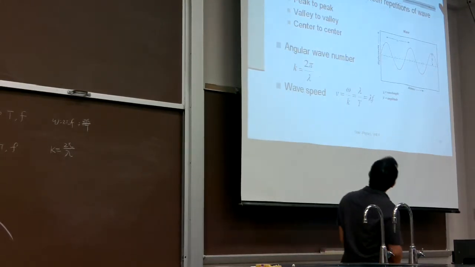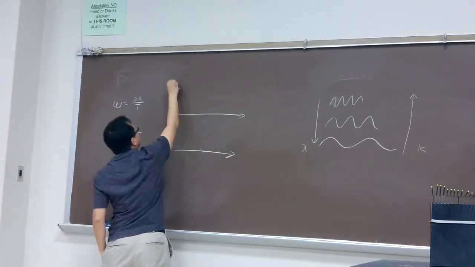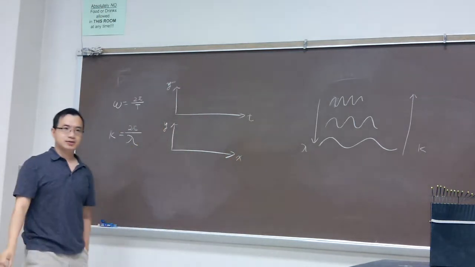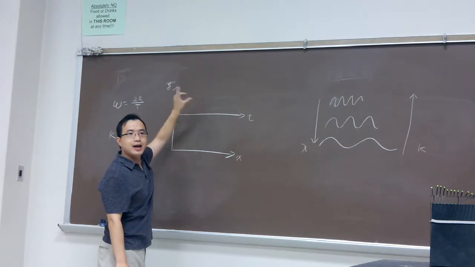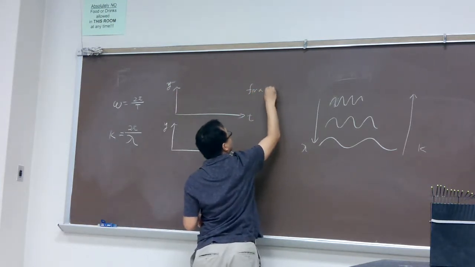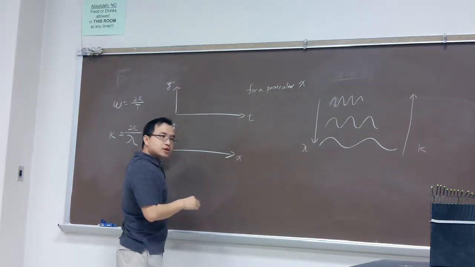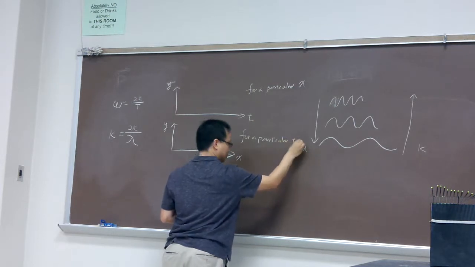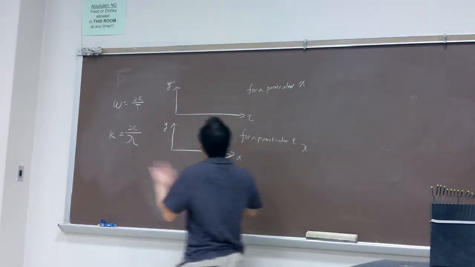And then the wavelength lambda is the distance between peak and peak. But please note this graph and this graph. If this is time, this is y, this is y. This is time t. This is position x. So this graph, if we plot it for the wave, will be a graph of the oscillation for a particular position x. And this graph is the graph of the wave for a particular time t. Okay? And they will look similar to each other.